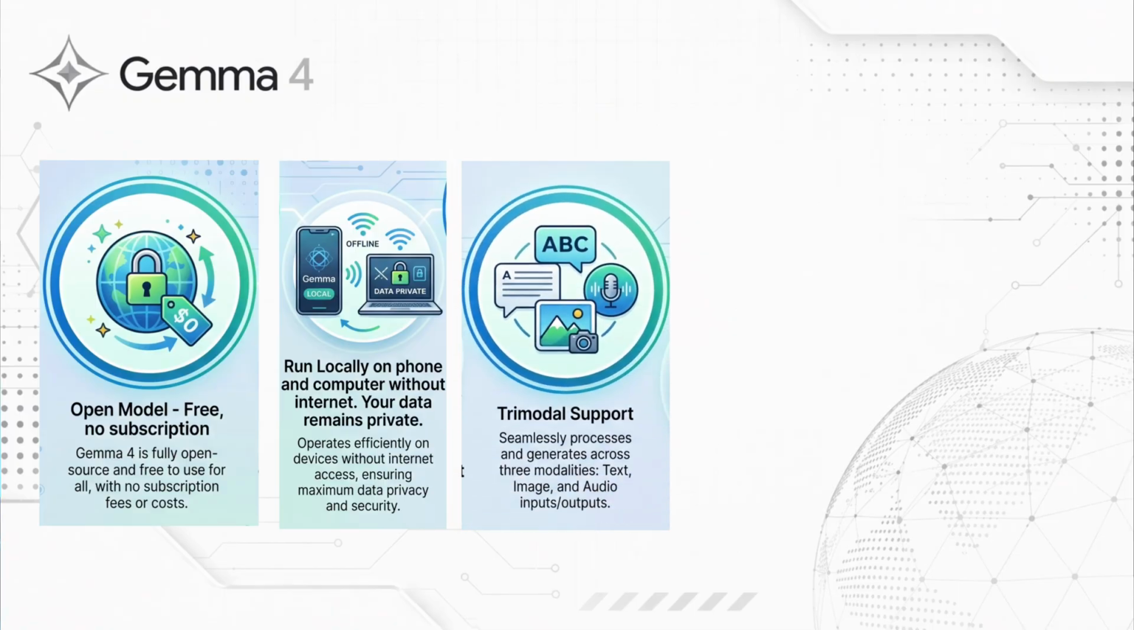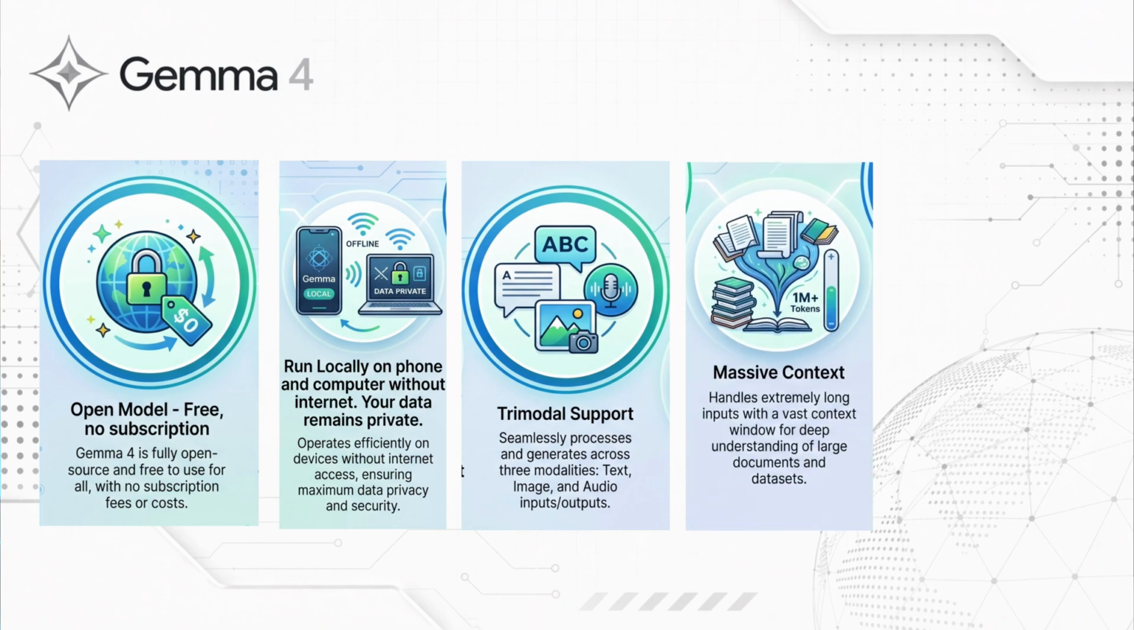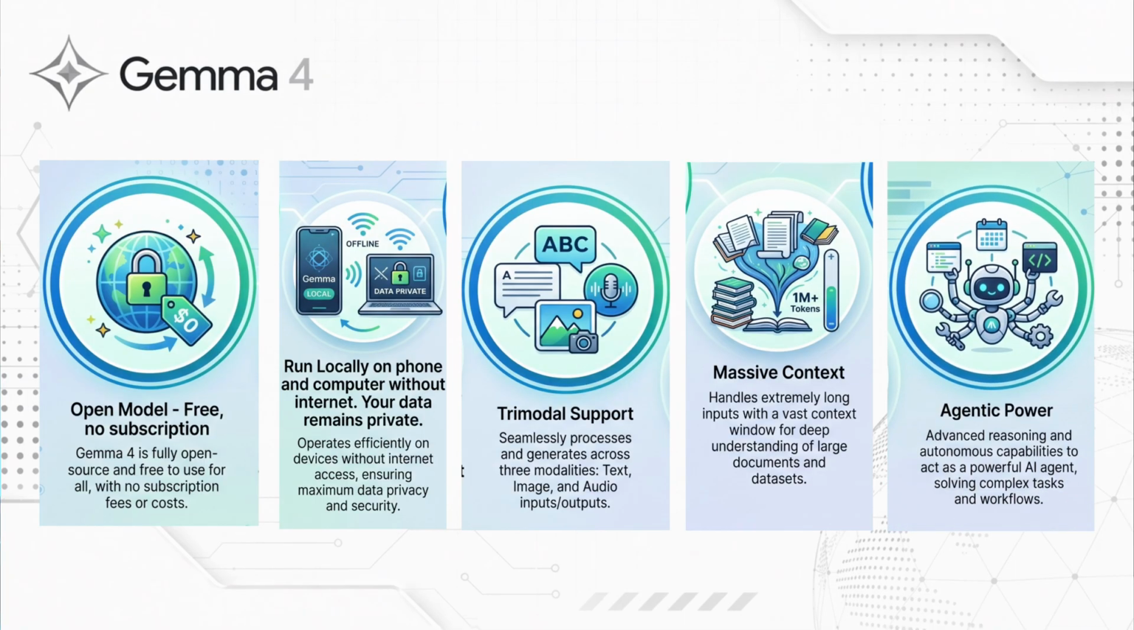Tri-modal support. Gemma 4 handles text, vision, and audio natively. Massive context. It supports up to 256K tokens. You can feed it a 500-page book in just one go. Agentic power. It is purpose-built for function calling, meaning it's excellent at acting as an AI agent.